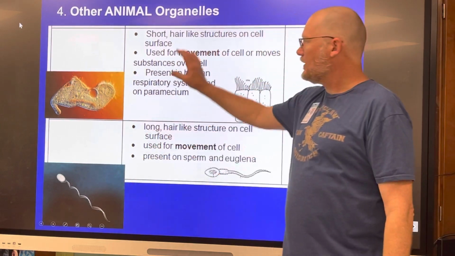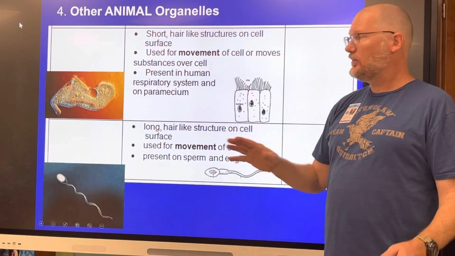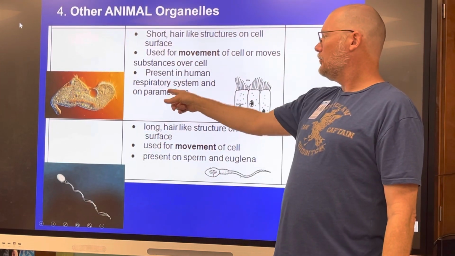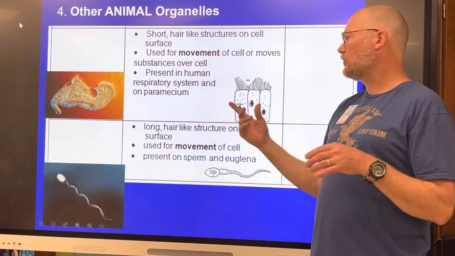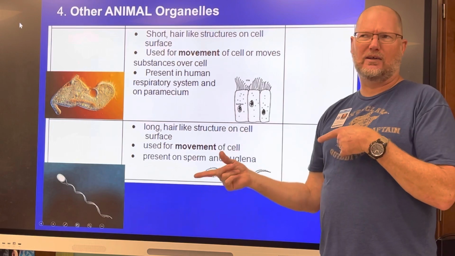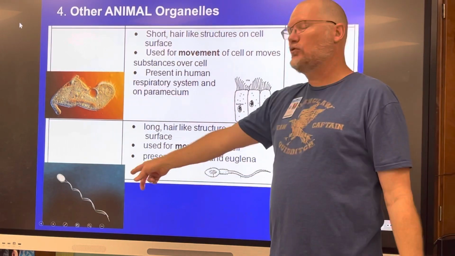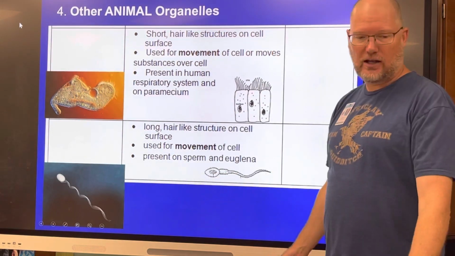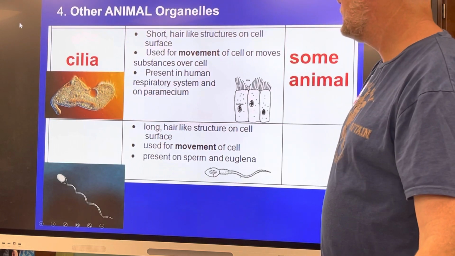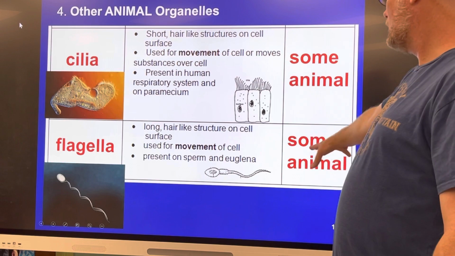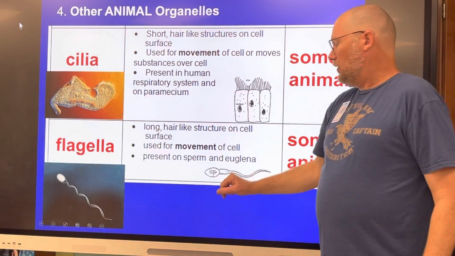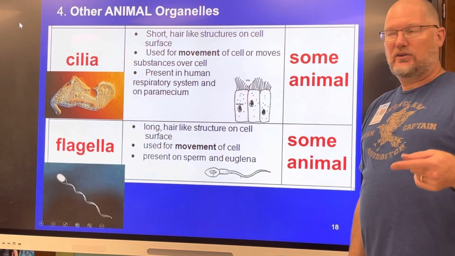And so that's the cilia. And in some cases, like the paramecium, they're used to swim through the water. I think I'll show you a video or an animation of that in a little while. And then you have the flagella. Flagella, so that's these two. The cilia are in some animals, and the flagella are in some animals as well. Like the euglena that we discussed in the last notes.